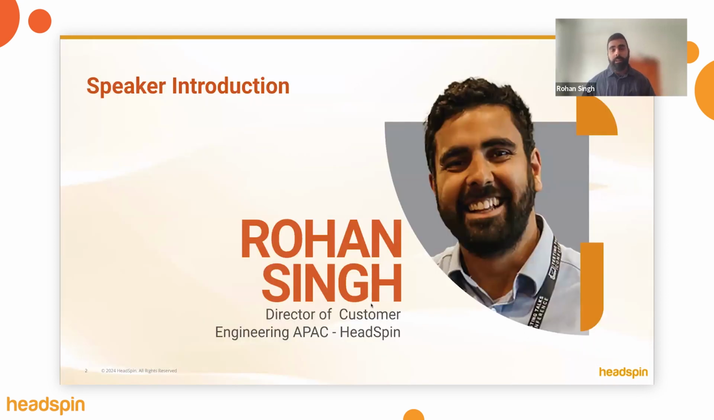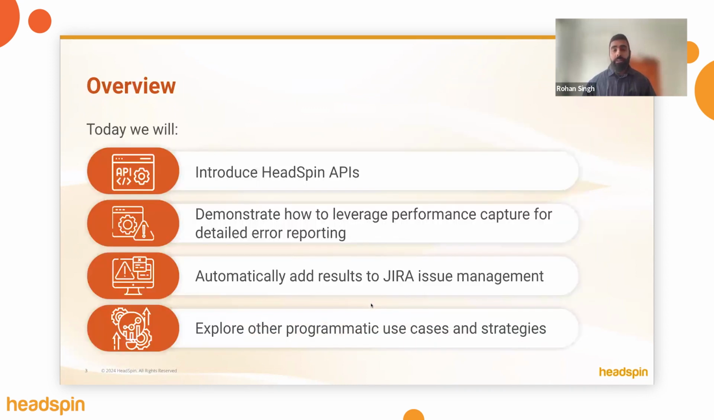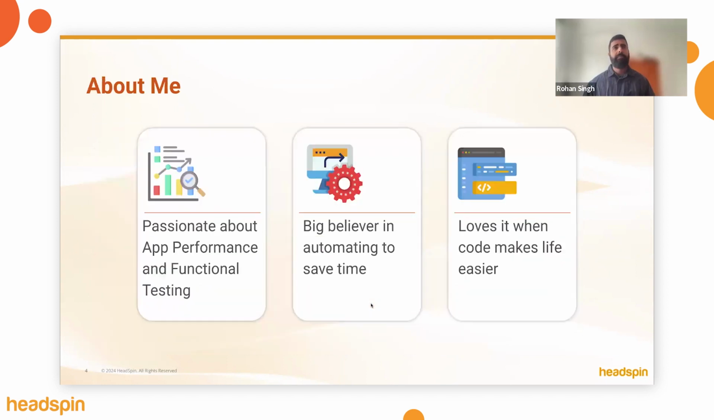My name is Rohan. I'm the Director of Customer Engineering for Asia Pacific, and I'm very passionate about automating everything that can be automated and ensuring that your tests run seamlessly with very little oversight. Today, we will introduce HeadSpin's APIs, demonstrate how to leverage the performance capture for detailed error reporting, and automatically add those results into the Jira issue management system. And finally, explore other programmatic use cases and strategies for automating all the mundane stuff that goes with testing.